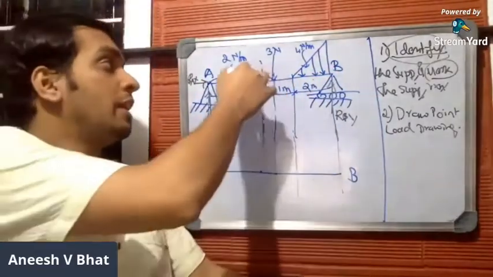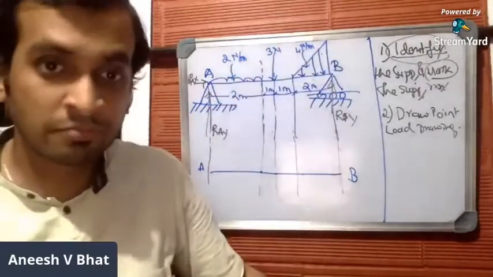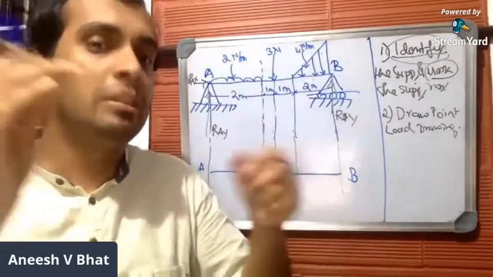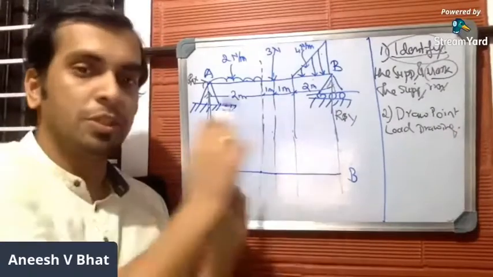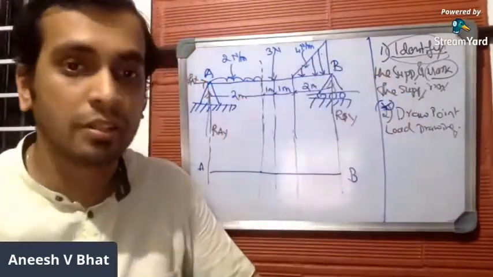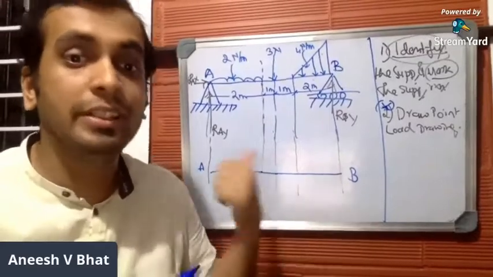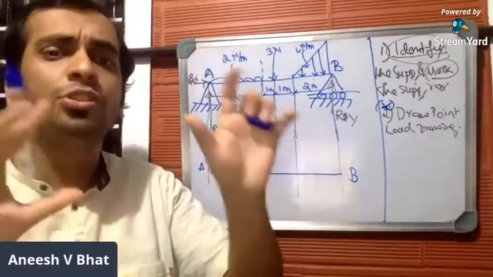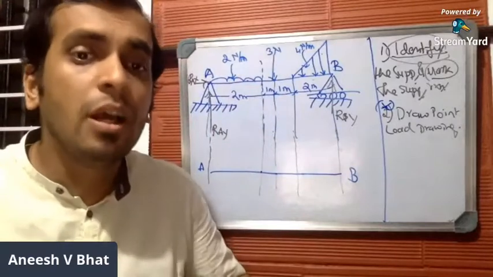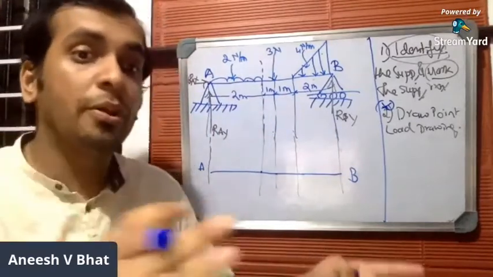So in the question you have UDL and UVL, is it not? In the question you have UDL and UVL, so you have to convert it back to point load when you draw this particular one. This drawing is very, very important. This is the most important step here. In this particular drawing, all the loads should be in the form of point loads. So convert everything into point load and draw this.